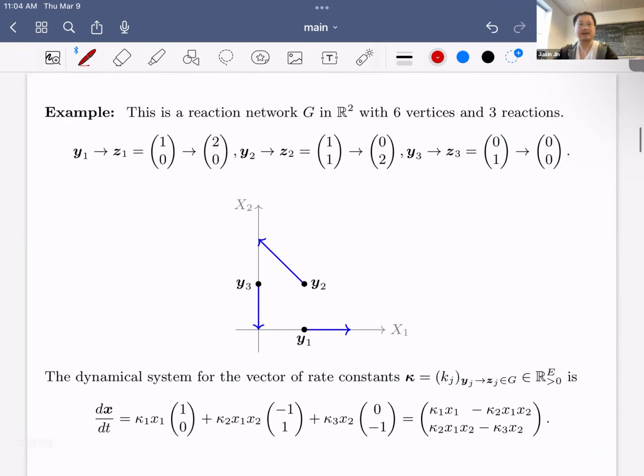Here is an example. We have 3 reactions, and we have y1, y2, y3. Starting from each of them, we can build 3 terms, and adding them together, we have our right-hand side. So this is the classical setting of mass action.